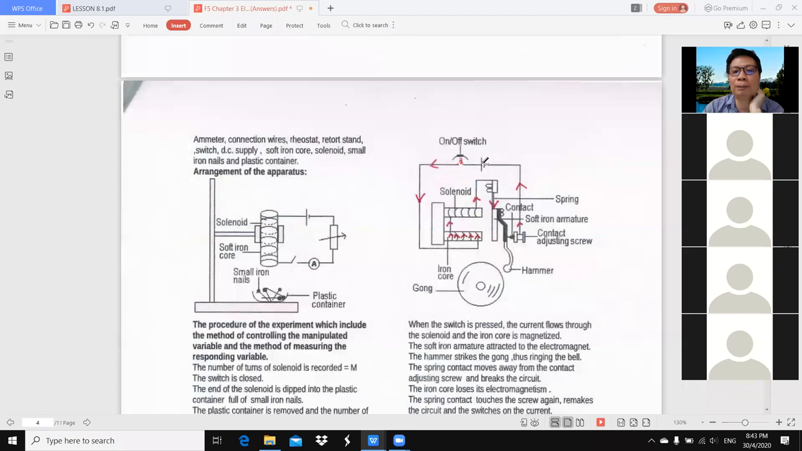The current from the battery comes out. So the current flows here, goes down, goes here, then turns over this solenoid. So this thing becomes a magnet. This solenoid becomes a magnet. Then the current goes up, turns here, then goes up. Here also becomes a magnet. So this part becomes a strong magnet, right? So it will attract this thing, come over here. This armature will be attracted over here.